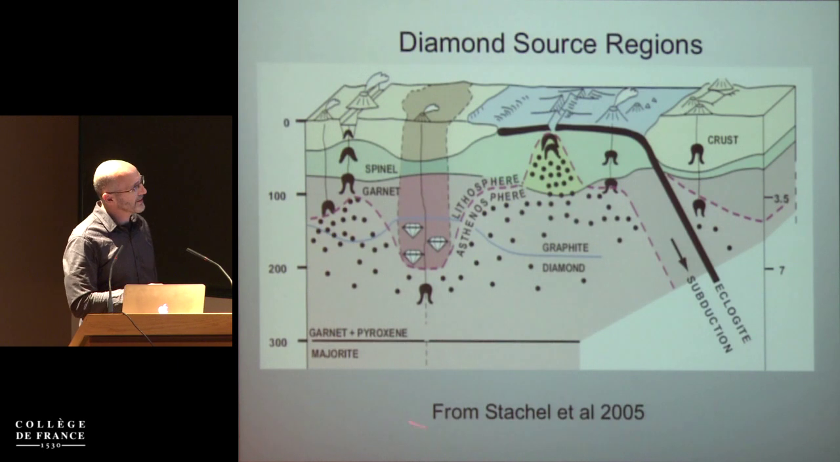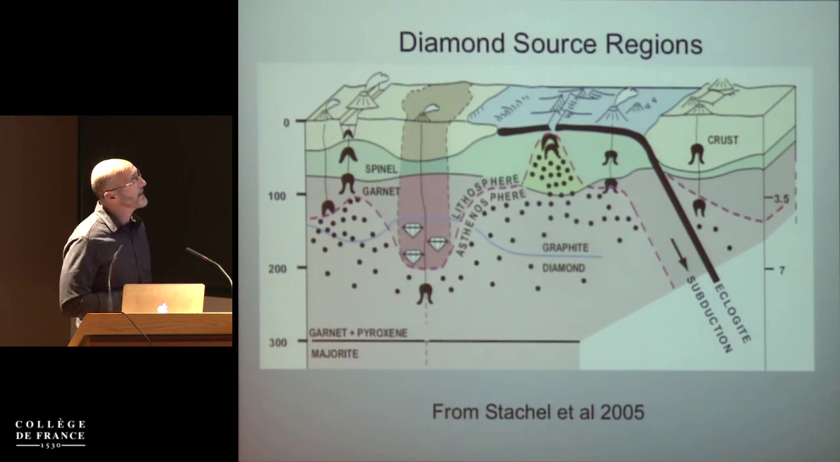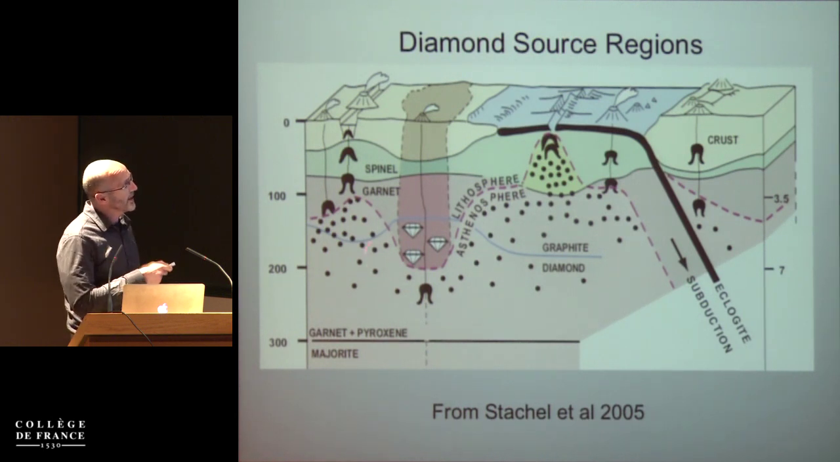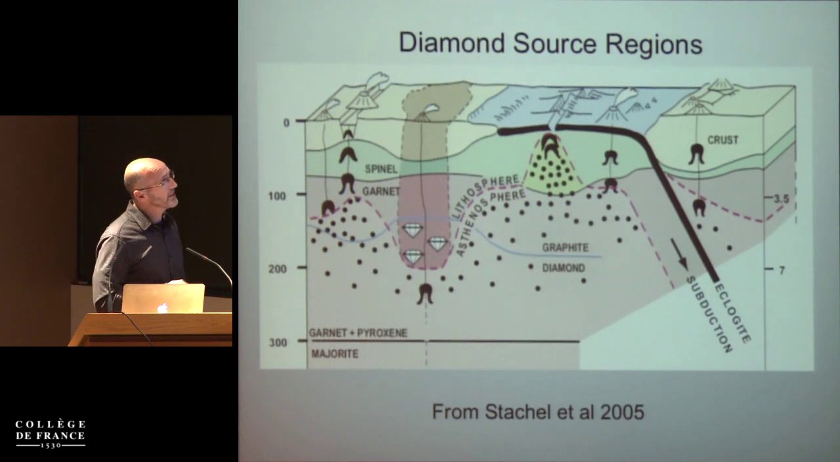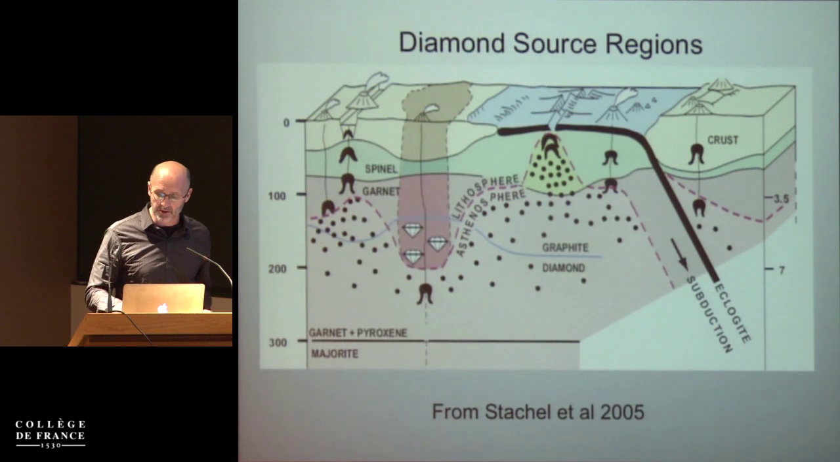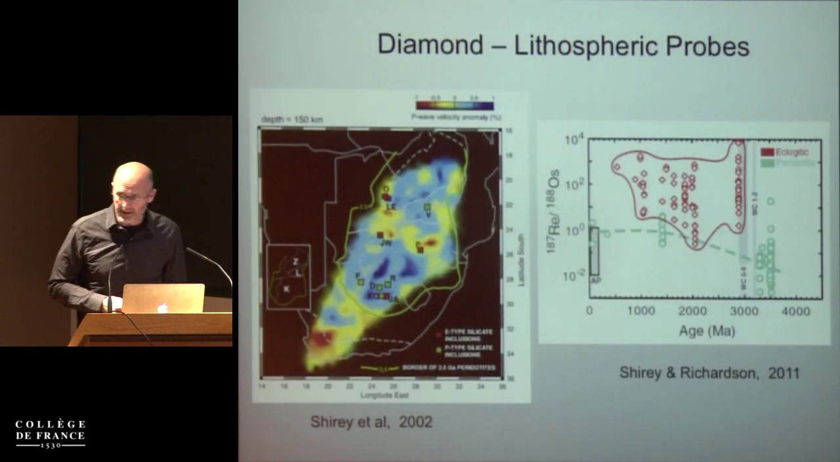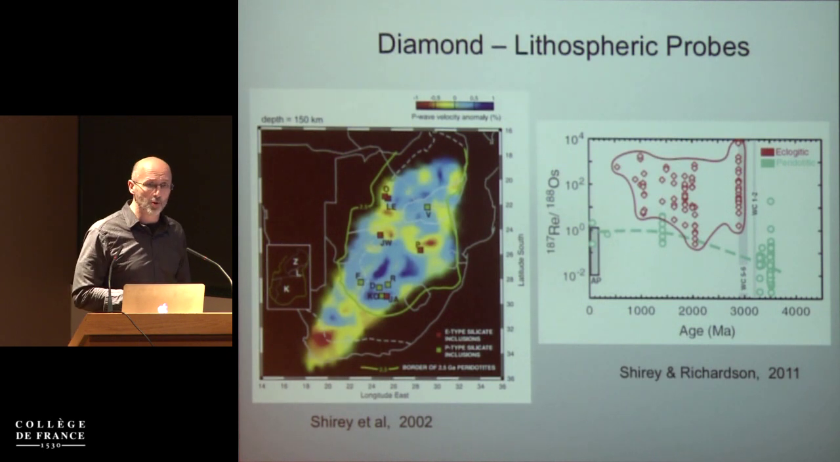Here's a nice diagram by Tom Stachel showing the graphite to diamond stability fields, and that in the base of cratonic lithosphere you have the pressures required to stabilize diamond. And so again, most of the diamonds that we have come from that region, and sometimes they have mineral inclusions, and those mineral inclusions can tell us something about the processes. For example, they've been excellent as probes of the lithosphere.